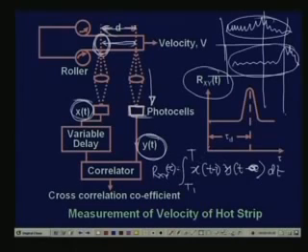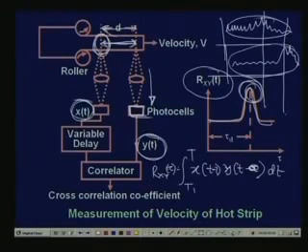This will achieve its peak. So we gradually vary tau and then start plotting this function. Wherever this function reaches the peak, that is actually the tau which is required, that is the time required for this strip to traverse this distance d. So basically d by tau is the velocity, and since d is fixed, by computing tau we can get v. This is called a cross correlation method of measuring velocity. It is also used in flow measurement, in what are known as cross correlation flow meters.